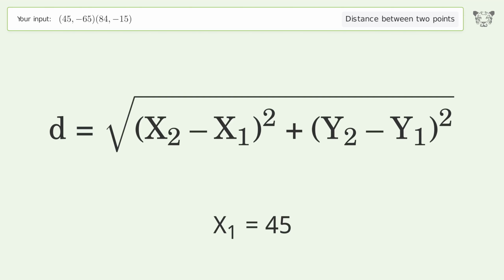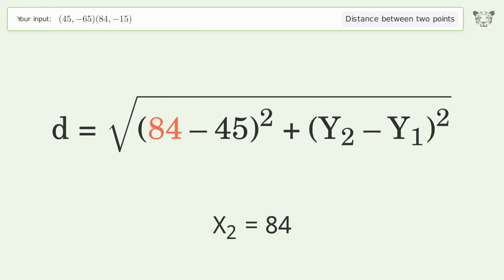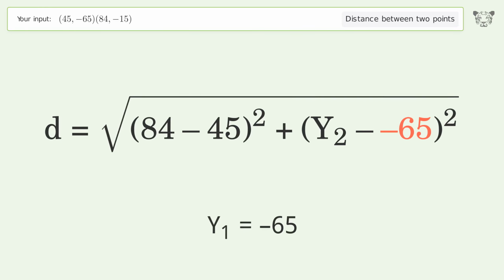x1 equals 45. x2 equals 84. y1 equals negative 65. y2 equals negative 15.